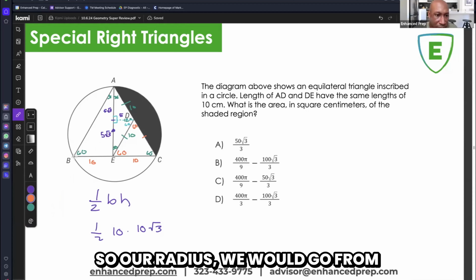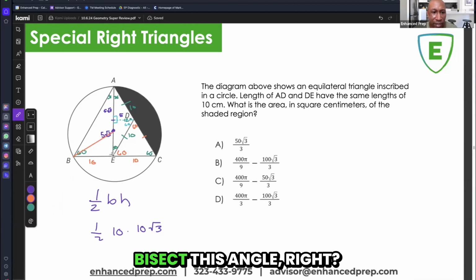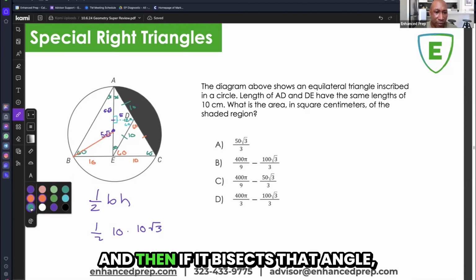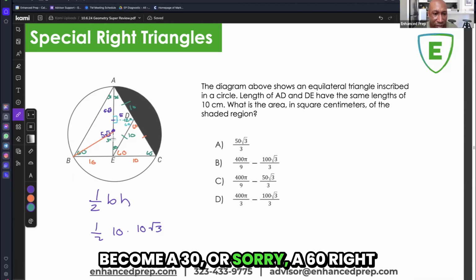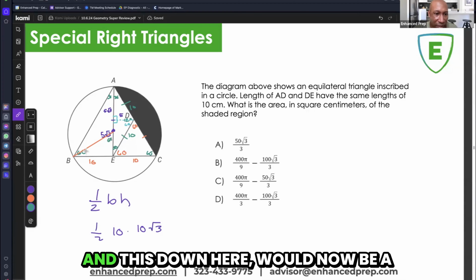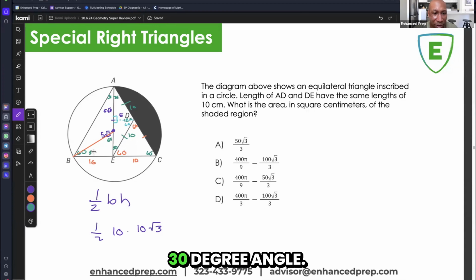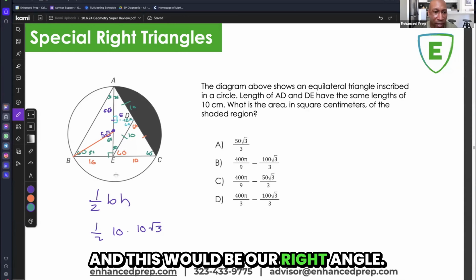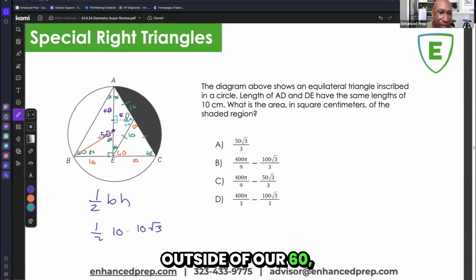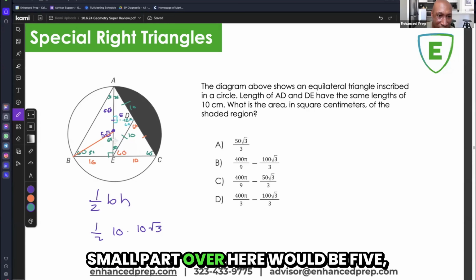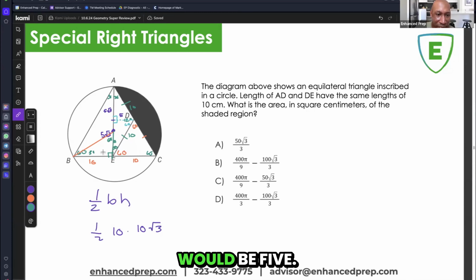So our radius, we would go from here to there, which also would bisect this angle, right? And then if it bisects that angle, then that means that this will become a 60 right here. And this down here, it would now be a 30-degree angle. And this would be our right angle. So again, if this is going to be 10 outside of our 60, then that means that this little small part over here would be 5, just from here to here would be 5, right?